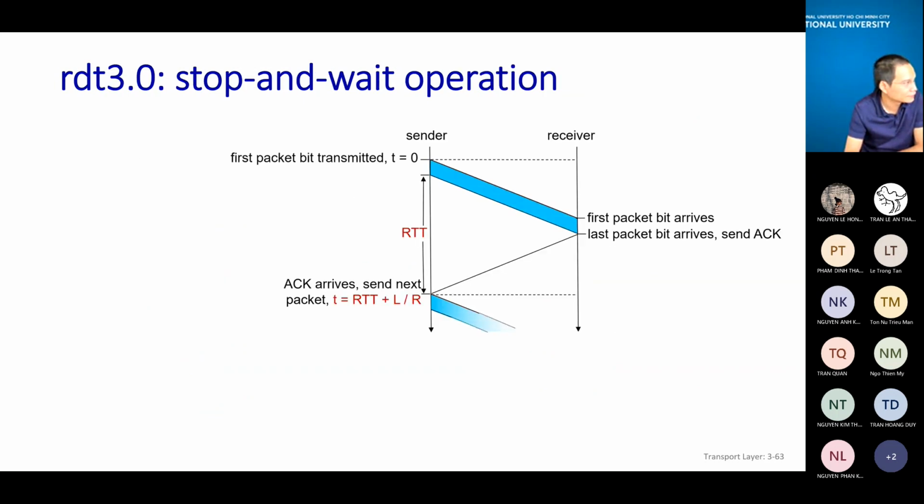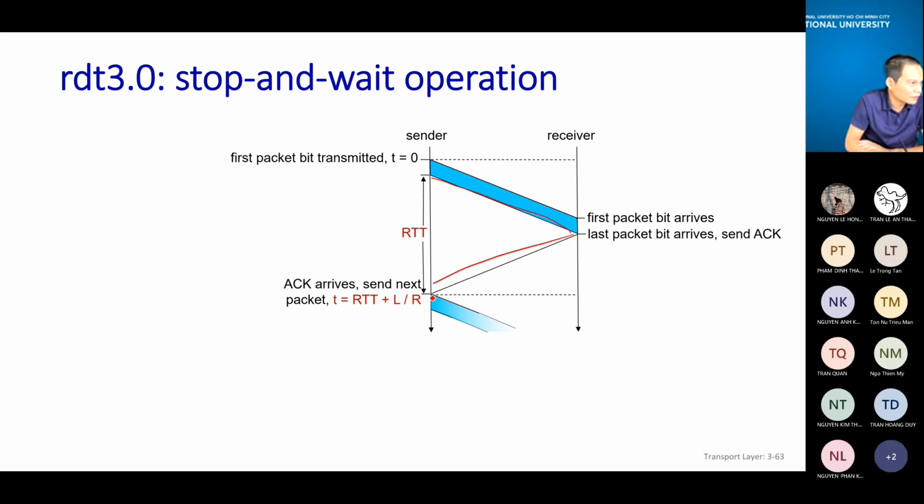Okay, so here is the explanation of the stop-and-wait operation. We send a packet, and then we receive the ACK. This is one round trip time.